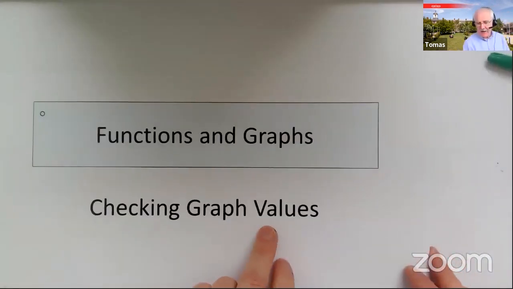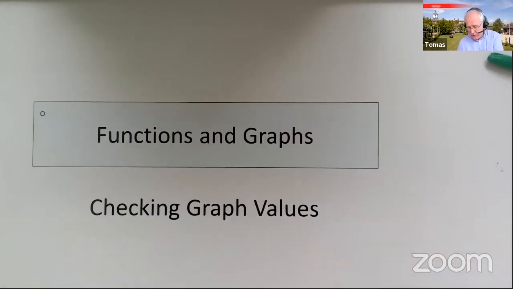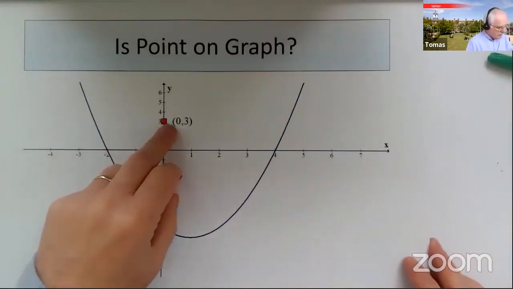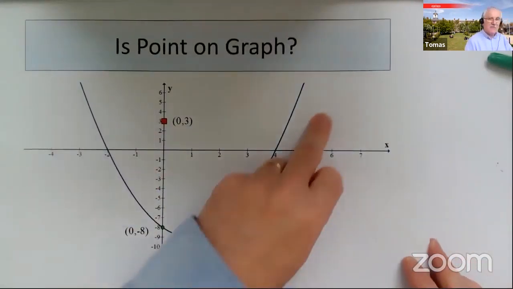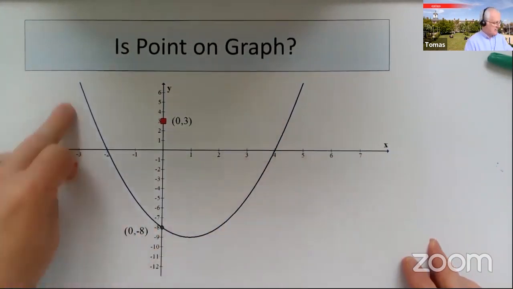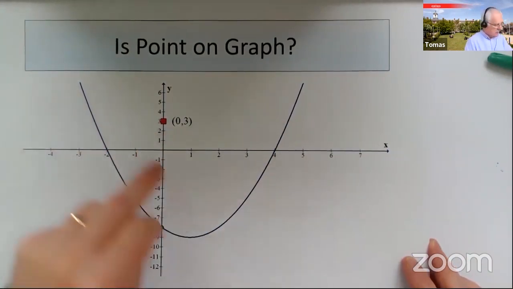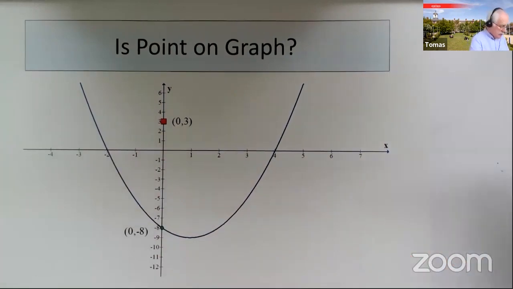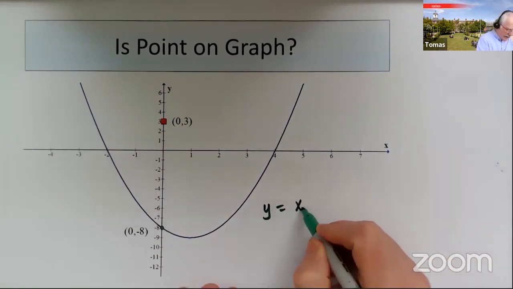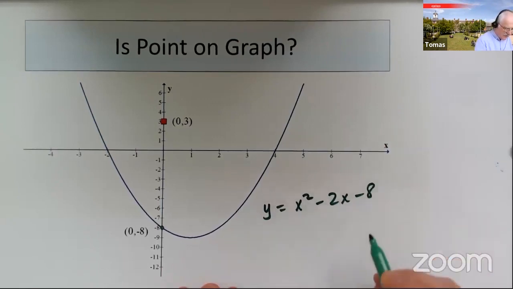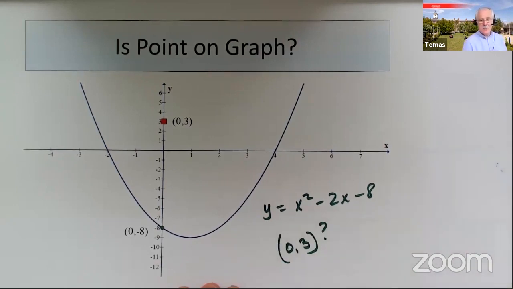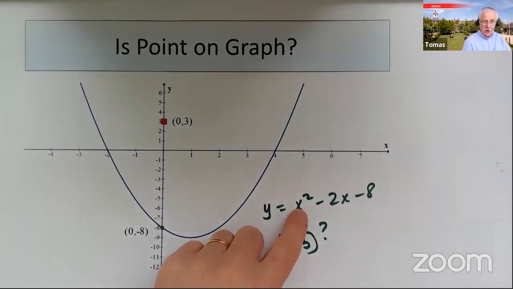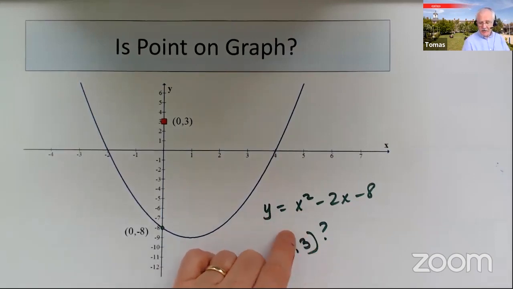So we take a breather for a minute and we just look at checking graph values. This is a reasonably straightforward section, and it says, is the point (0, 3) on the graph? How do you know that it is or it isn't? So the graph was y equals x squared minus 2x minus 8, and is the point (0, 3) on it or not? So what you do is you put in the x of 0 and see if y comes out to be 3.